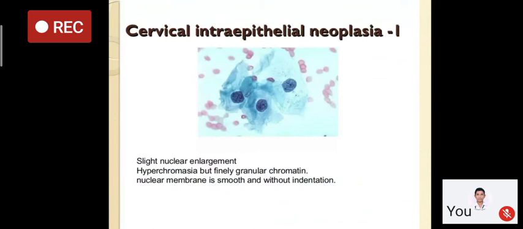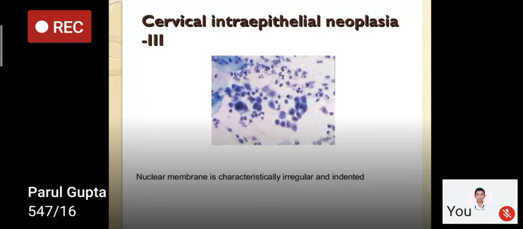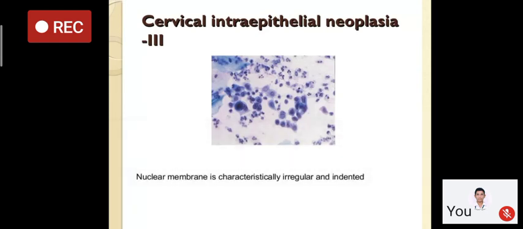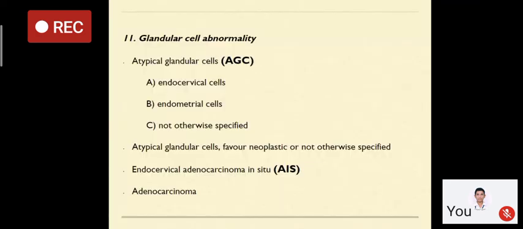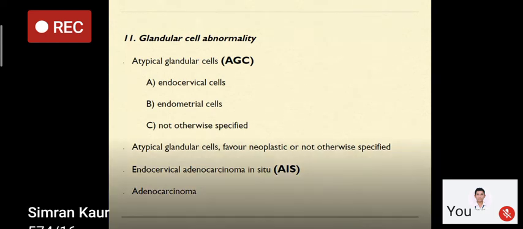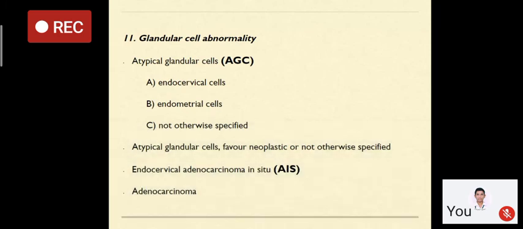These are the various slides which can be seen: CIN1, CIN2, and CIN3, where most of the cells, and the nucleoli are large, irregular, and indented. This is carcinoma. Now, other interpretation can be glandular cell abnormality. It could be endometrial cell, endocervical cell, not otherwise specified, or it could be adenocarcinoma itself. Why? Sometimes the endometrial cancer cells can also be picked up in pap smear.